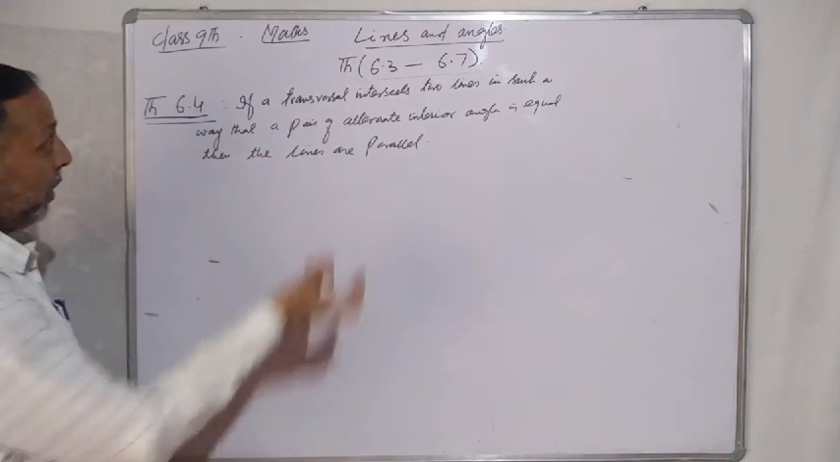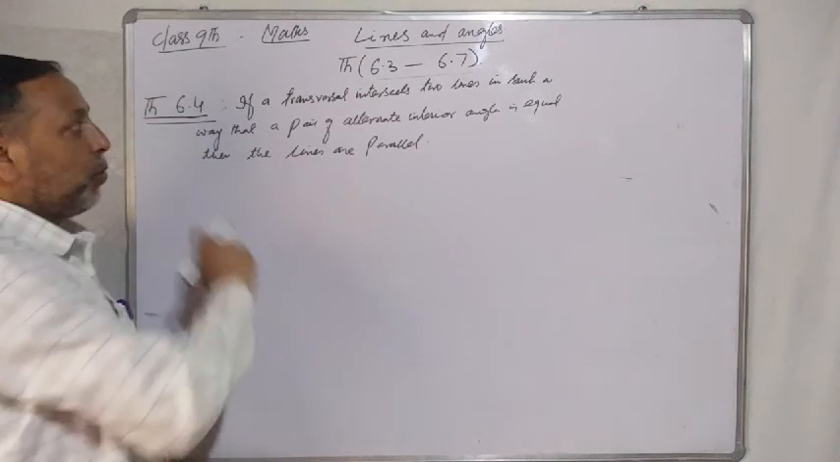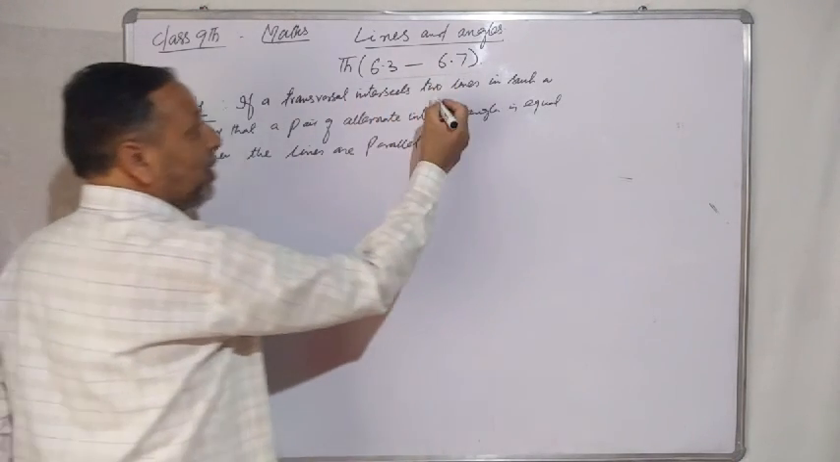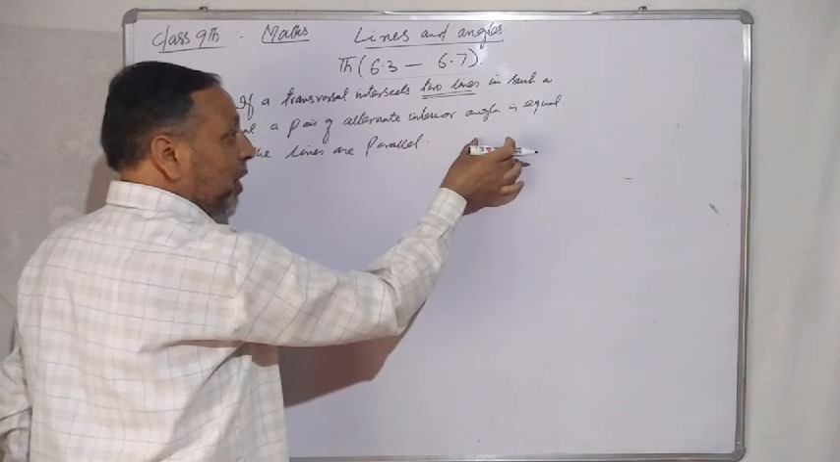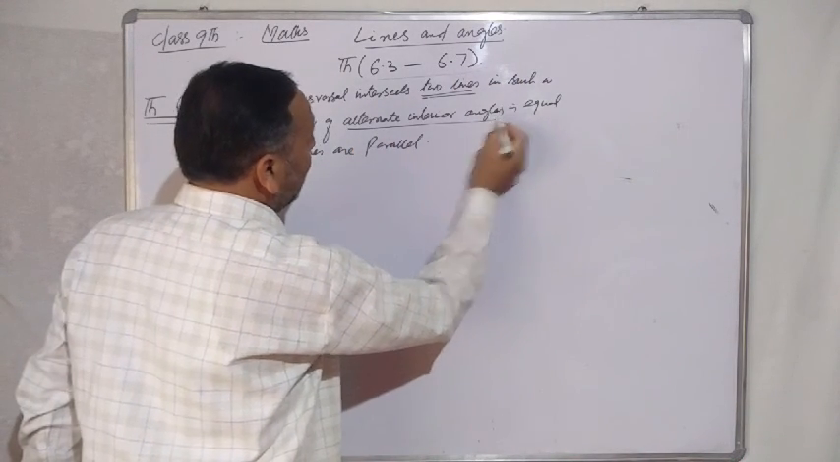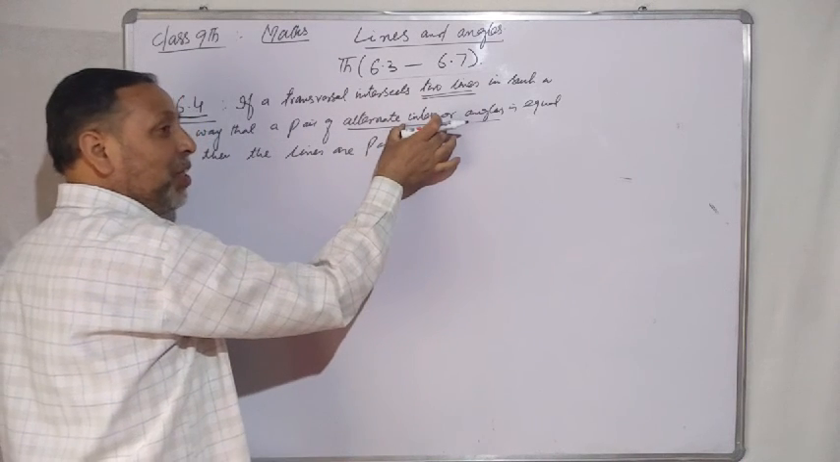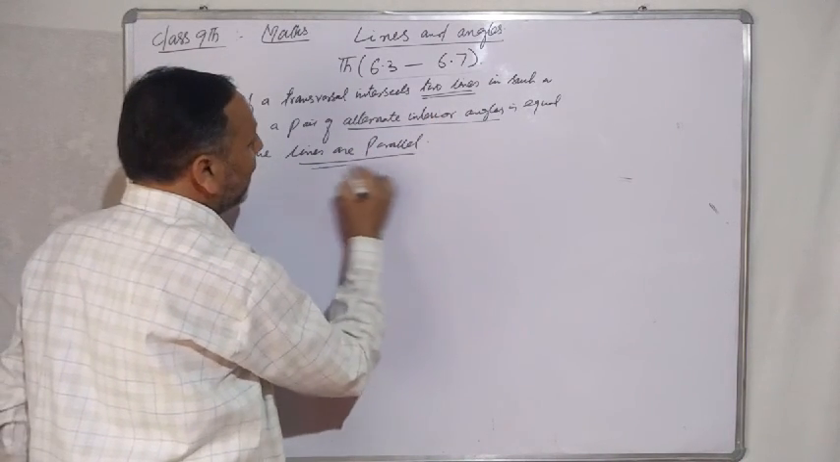अब यहाँ it is the converse of theorem 6.3. ये जो theorem 6.4 है converse है उसकी. यहाँ दो lines दिए गए हैं. It is not given that two lines are parallel. Here two lines are given, intersected by a transversal. But it is given that alternate interior angles are equal. यहाँ दिया गया है alternate interior angles equal है. हमने prove करना है lines are parallel. We have to prove that lines are parallel.